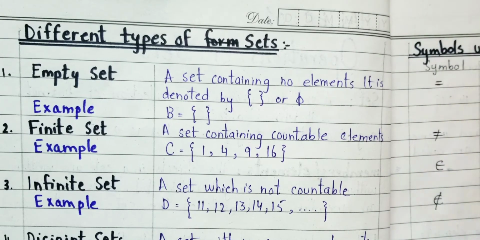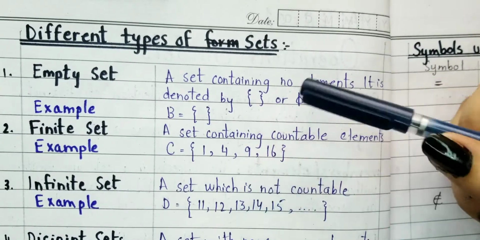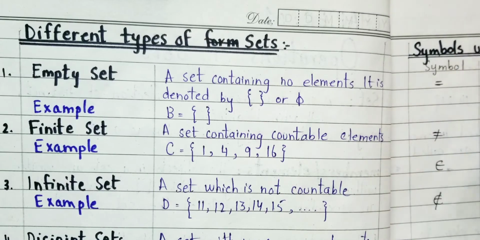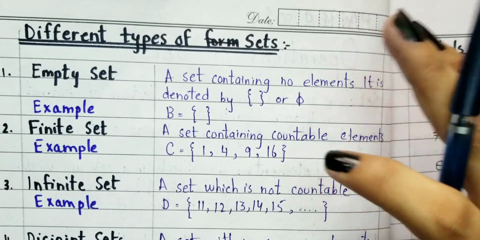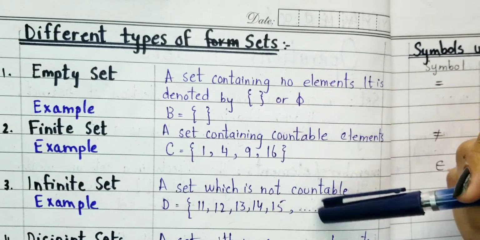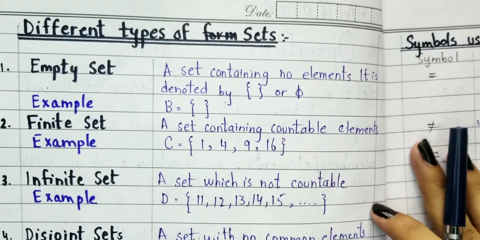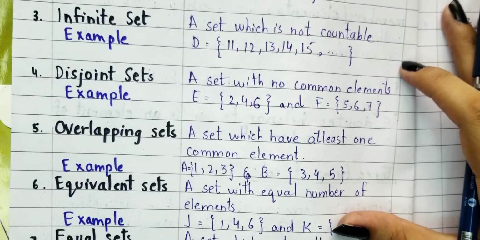Now the third type of set is infinite. Infinite means not countable, uncountable. So in a set where the elements are not defined, they are uncountable. You cannot count till which value I am talking about. So in this case the set is infinite. Now let's move towards the other types.